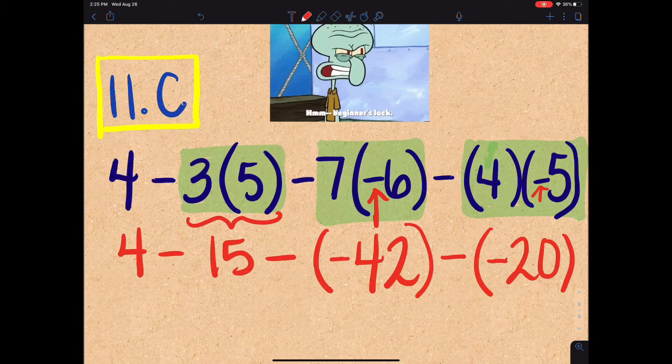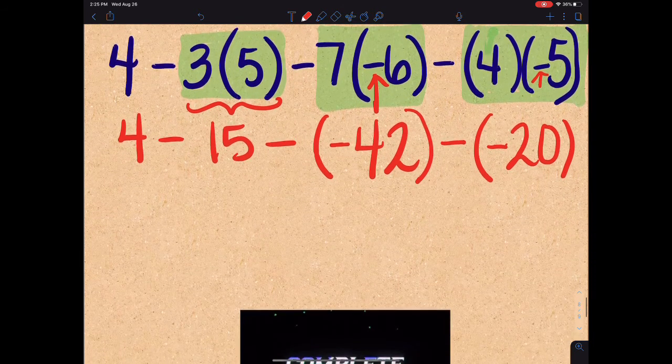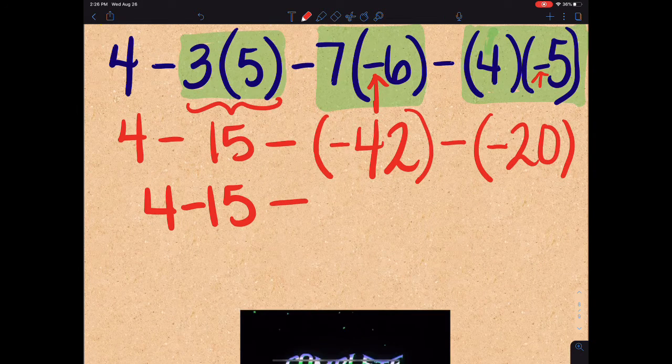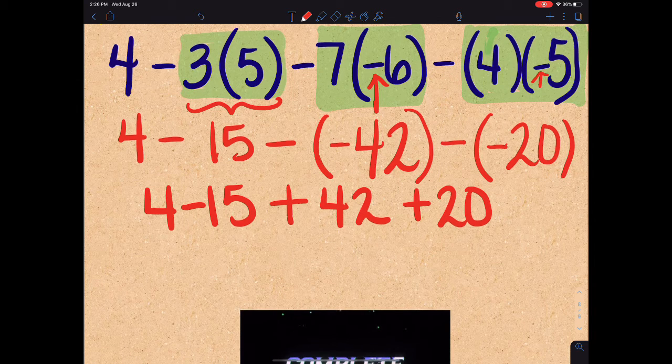And so then you are just going to solve this problem. So this one should be a little bit easier, except for all of these negatives make it a little tricky. So if I simplify it even further, you can do 4 minus 15, and then minus a negative 42 is the same as plus 42. And then minus a negative 20 is the same as plus 20. So then just go left to right, and you're going to get 51. So try it out, see if you get that answer, and see if you understand it.